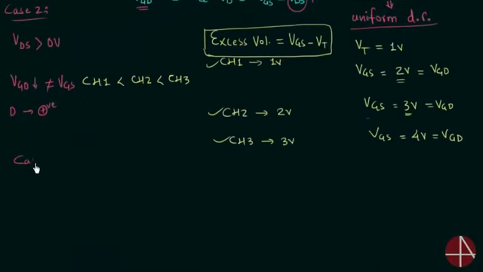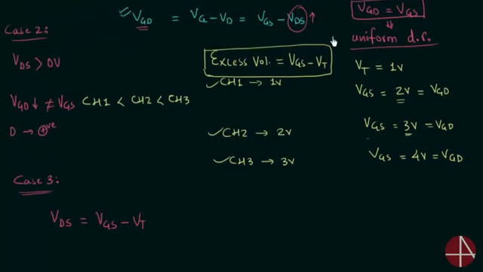Now let's discuss the case number 3, the final case. In the case number 3, we will make voltage VDS equal to VGS minus VT. This is a special case. VDS is equal to VGS minus VT. Now what will happen to the voltage VGD? From here you can easily find out voltage VGD is equal to VT.